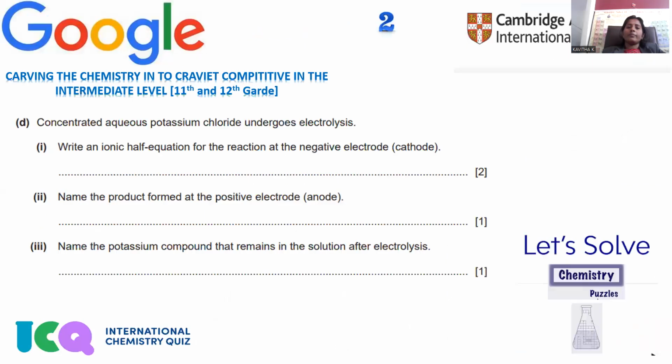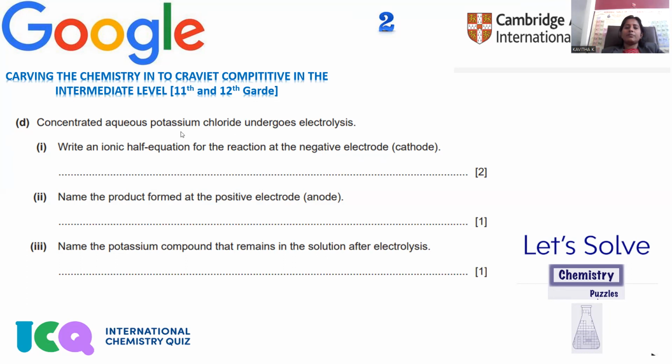Move on to the second question. This is taken from Cambridge Assessment International Education. Here multiple questions are given. We have to go one by one. Write an ionic half equation for the reaction at the negative electrode. For what reaction? Concentrated aqueous potassium chloride undergoing electrolysis.